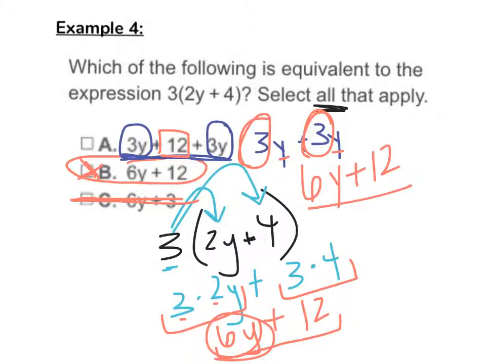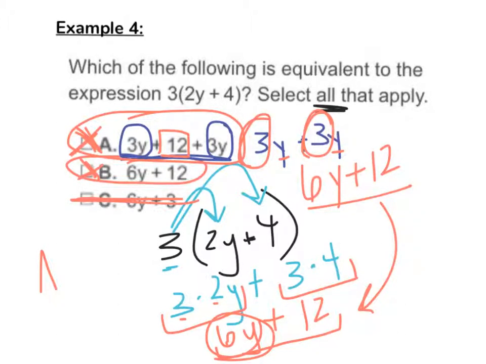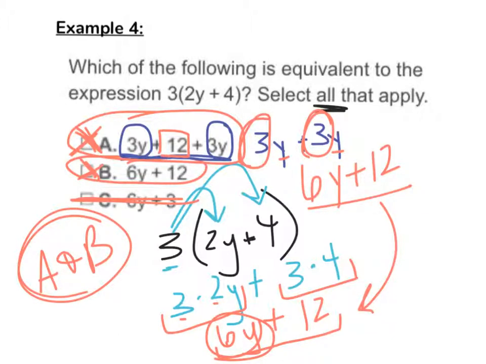6y plus 12 is equivalent to what we found in our other example of 6y plus 12, so that tells me that letter A would also be an answer. So that means that A and B would be my answer choices for example 4.